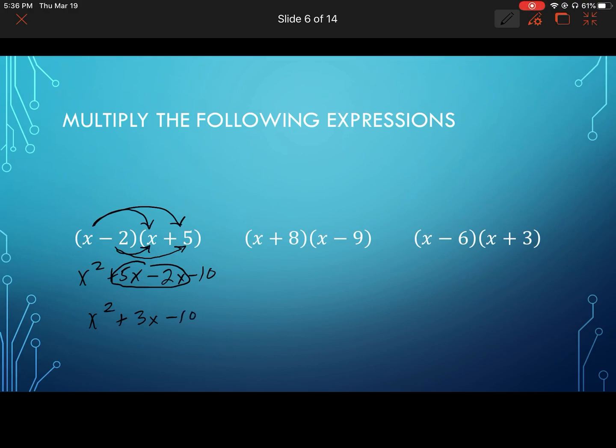Doesn't matter where the negative sign is. Notice it's in the second binomial this time. So when I multiply x times x, hey, guess what? I still get x squared. Hopefully you like x squareds because you're going to have a lot of them. X times negative 9. Don't forget the negative goes with it. It's negative 9x. And then 8 times x and 8 times negative 9. So positive 8x, negative 72. Combine like terms and I end up with x squared minus 1x minus 72.